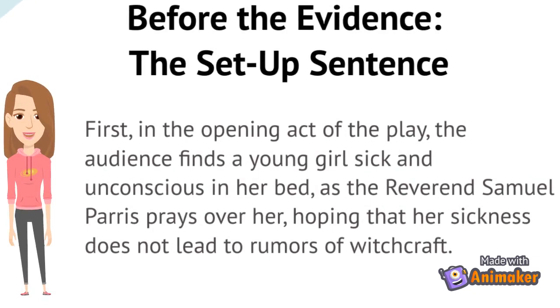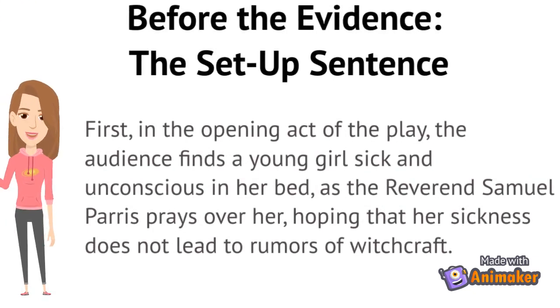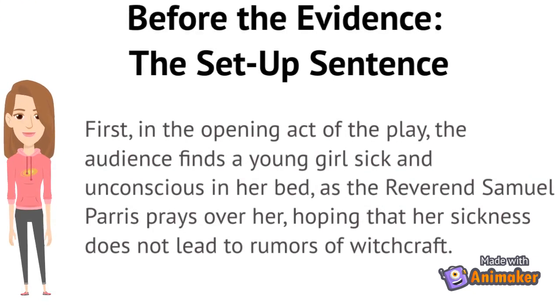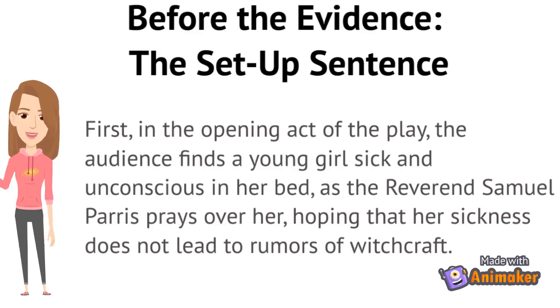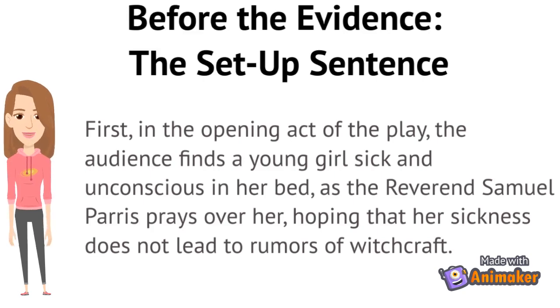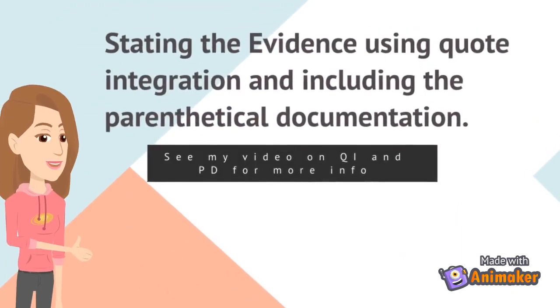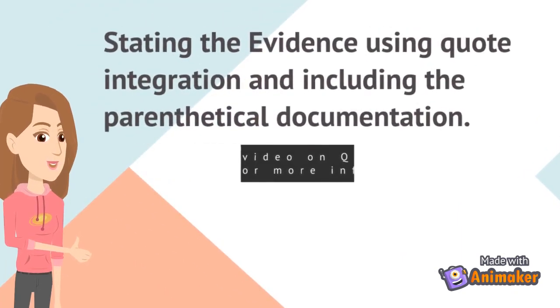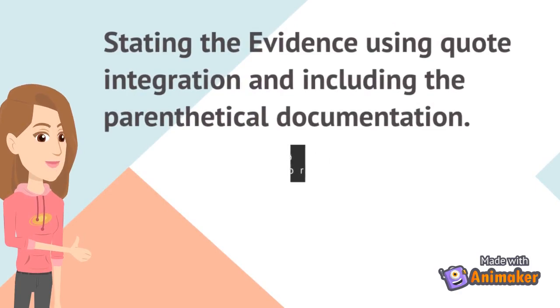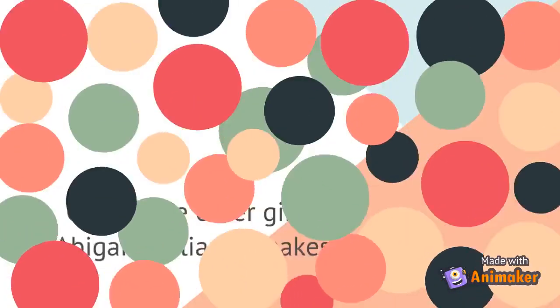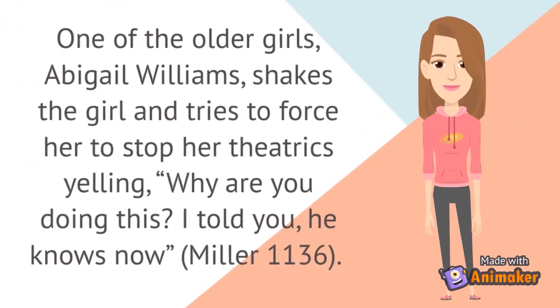First, in the opening act of the play, the audience finds the young girl sick and unconscious in her bed, as Reverend Samuel Parris prays over her, hoping that her sickness does not lead to rumors of witchcraft. To give your quote, make sure you use quote integration and parenthetical documentation. Don't worry, there's a video on that. Now I can add the quote.